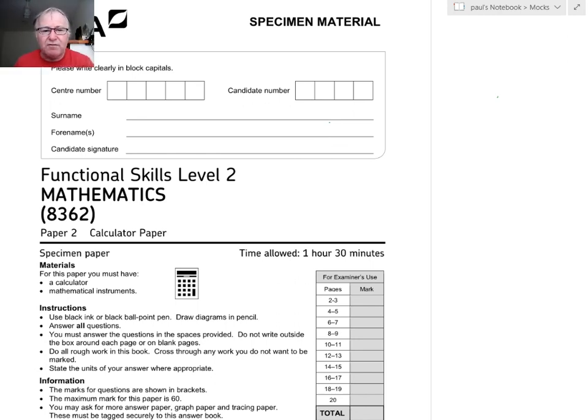Okay, so there you go. So that's the level 2 from AQA, which is a nice paper to do actually. Much more straightforward than, say, City and Guilds.